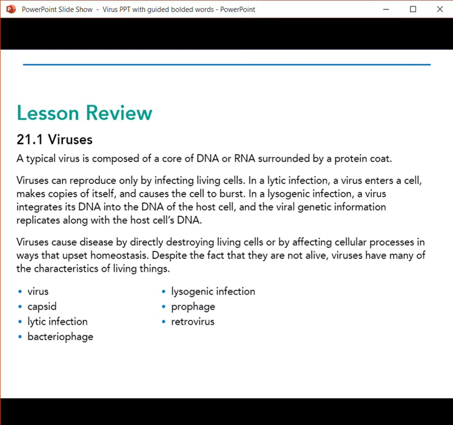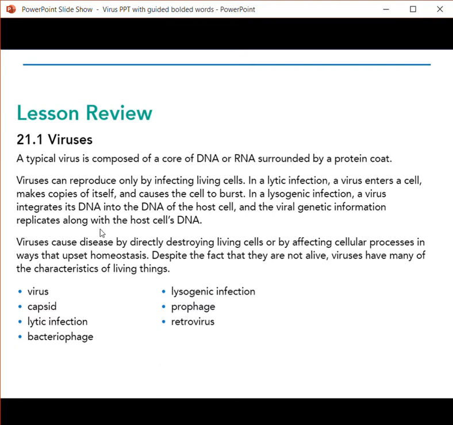In a lytic infection, a virus enters a cell, makes copies of itself, and causes the cell to burst. In a lysogenic infection, a virus integrates its DNA into the DNA of the host cell. And when we say integrates, that means that it actually becomes part of it and inserts itself into the DNA. After it does that to the host cell, the viral genetic information replicates along with the host cell's DNA. So when the host cell DNA replicates, the viral DNA replicates.